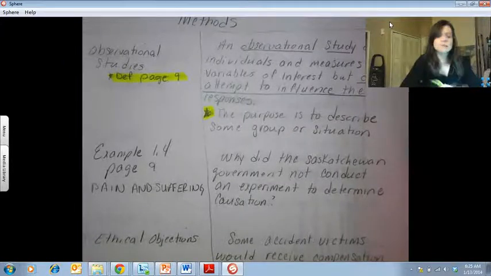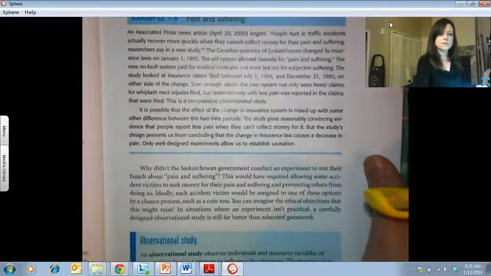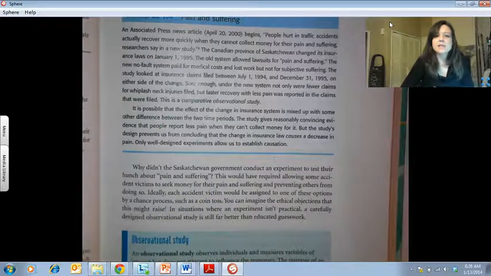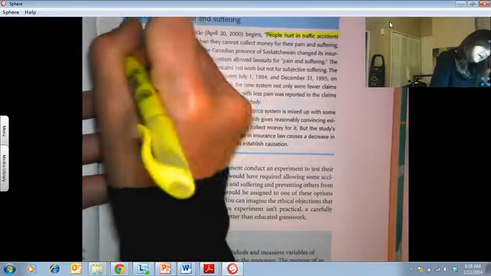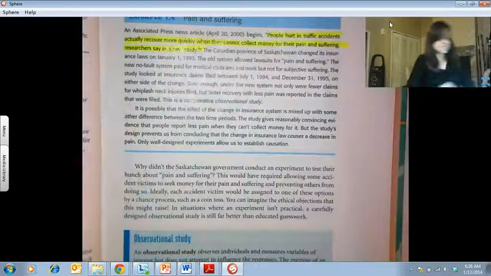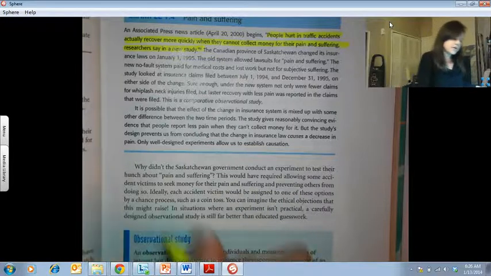And in that example in the book, it talks about people hurt in traffic accidents, and they actually recover more quickly when they cannot collect money for their pain and suffering, and that is right here. Now, what it's saying is, are they actually recovering more quickly, or they're just not going to court to charge for their pain and suffering? Read through this 1.4 example. It's pretty interesting, but what we really want to talk about is down here.